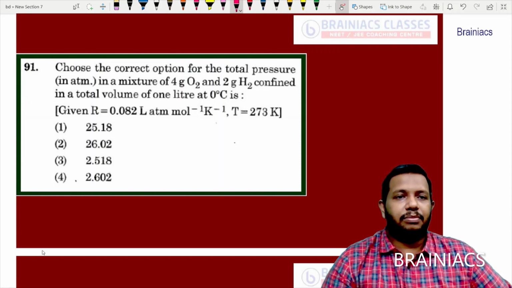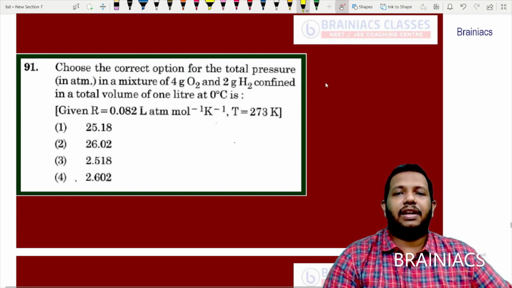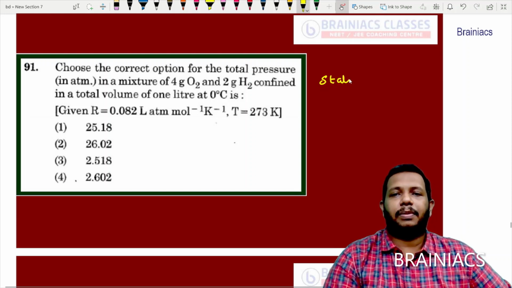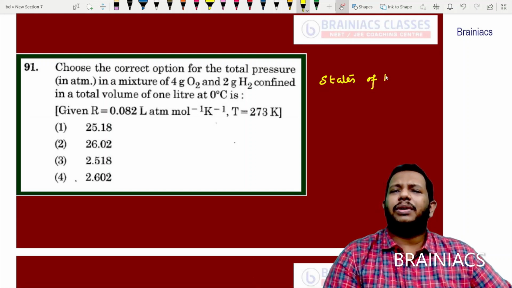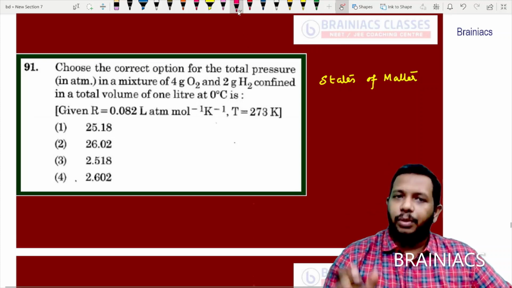Now next look at this question. This is from the chapter states of matter. So you can see from every chapter a question is there, and it's a very easy question. The only thing is you need to practice problems. You need to get the right guidance.